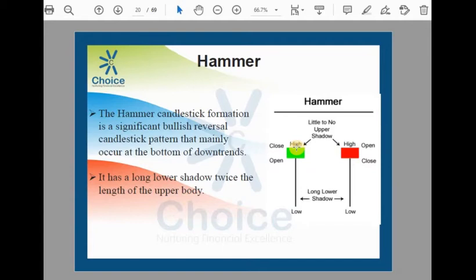Sometimes we may have a very short upper wick, and the lower wick is very much longer than the upper wick. In this diagram, we can see that the body of the candlestick is very small compared to the lower wick, or lower shadow, of the candlestick, and there is no upper wick in this case.